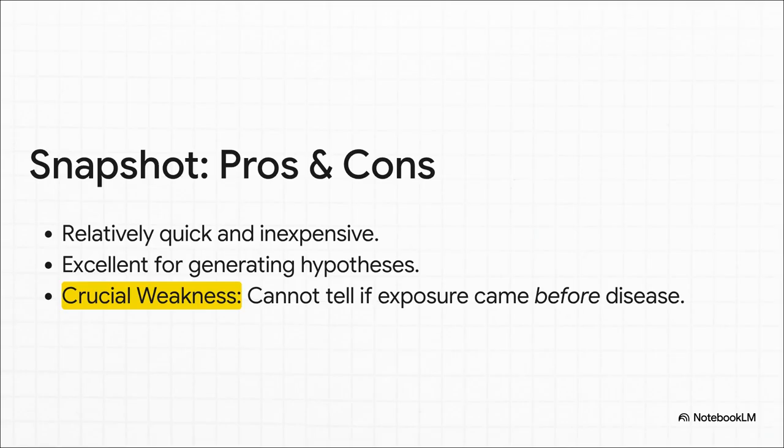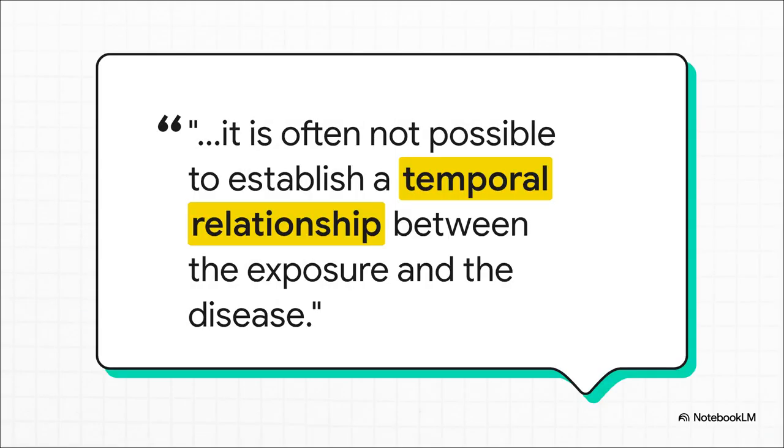But, and this is a huge but, they have one massive critical weakness, a real blind spot for any detective. Yeah, this quote from our source material, Gordis Epidemiology, just hits the nail on the head. Because you measure everything all at once, there's no way to know which came first. Did drinking coffee lead to the disease? Or maybe, did getting the disease somehow change people's habits and lead them to drink more coffee? The snapshot can't tell you. It's that classic chicken or the egg problem.